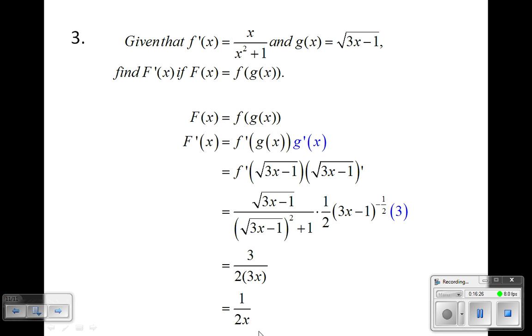That was the last one. I hope that helps for your assignment tomorrow in class with chain rule. This is a really important section, so it's going to take a little practice, but eventually you'll probably get pretty good at it. Okay, thanks.